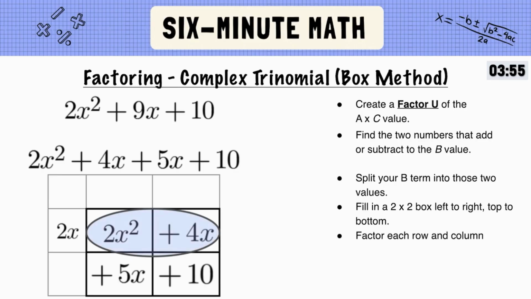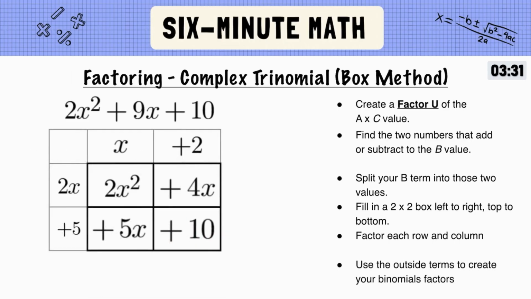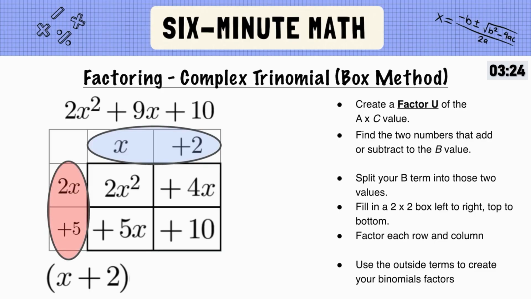So we're going to factor 2x squared plus 4x for 2x. We're going to factor 5x plus 10 for positive 5. Then we're going to factor the columns. 2x squared and 5x give me a factor of x. And 4x plus 10 factors to positive 2. Those outside terms are my two binomials. So I have x plus 2 and 2x plus 5.